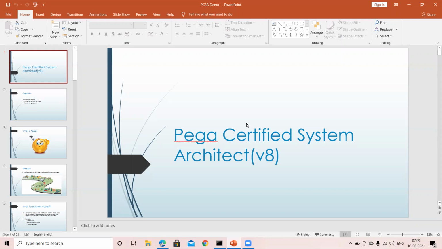But for any beginners or anyone who's new to Pega, we generally suggest going with CSA. And this course covers all the basics. For the first half, the first 30 hours, we would be discussing the basics, covering all the concepts of CSA. For the next half, we would be covering the topics related to CSSA.